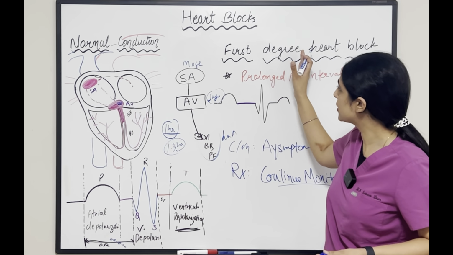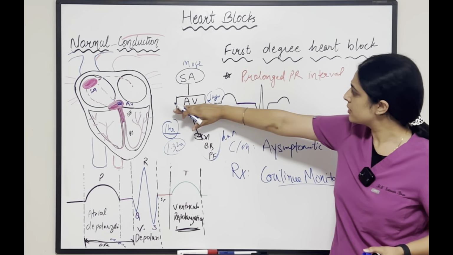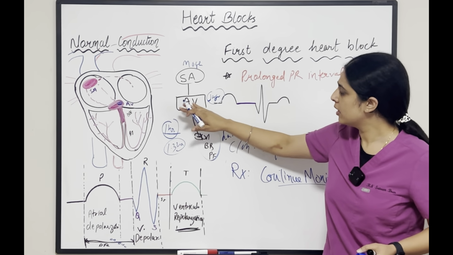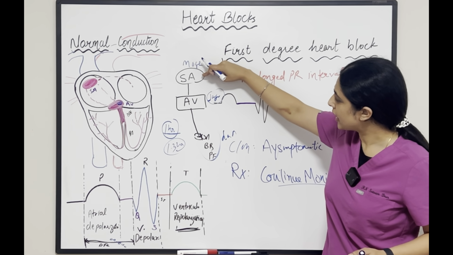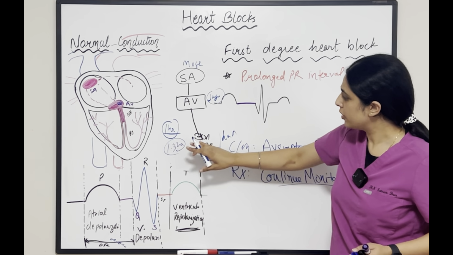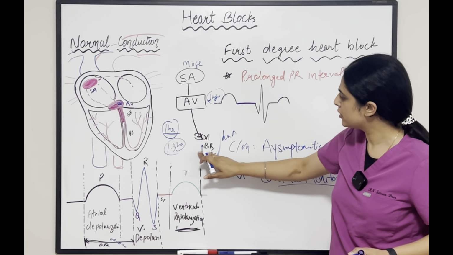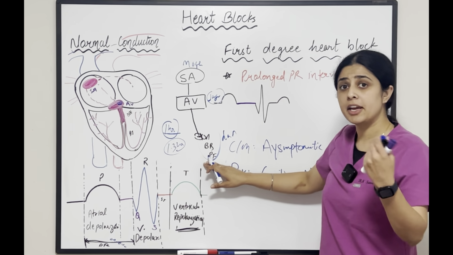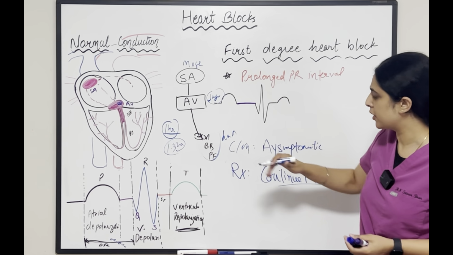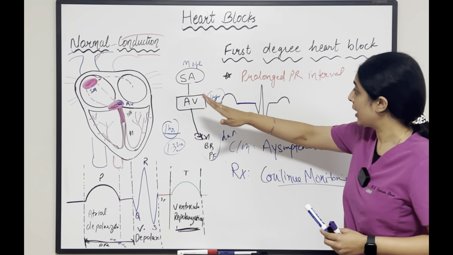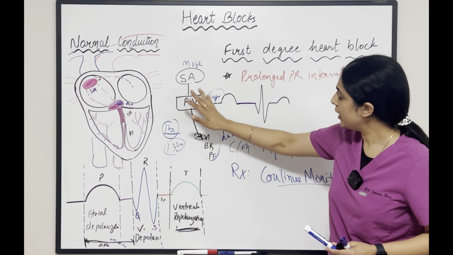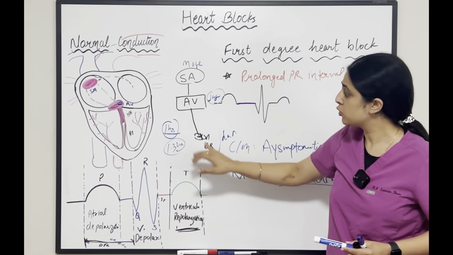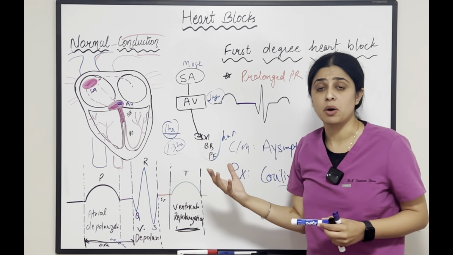So this is how first degree heart block happens. There is a block or slowdown of impulses at the AV node that are generated at the SA node to reach the ventricle, the bundle of His, bundle branches, and Purkinje fibers. It takes more time. So there is a prolonged PR interval. On the ECG, each impulse that is generated at the SA node is eventually carried to the ventricle through the AV node, but it is slowed down.